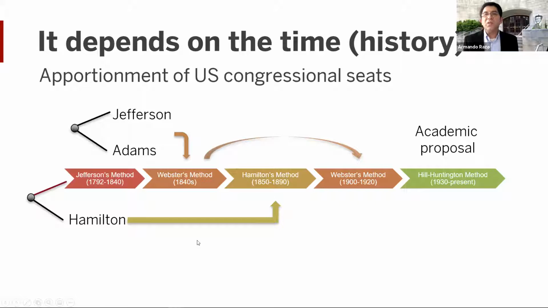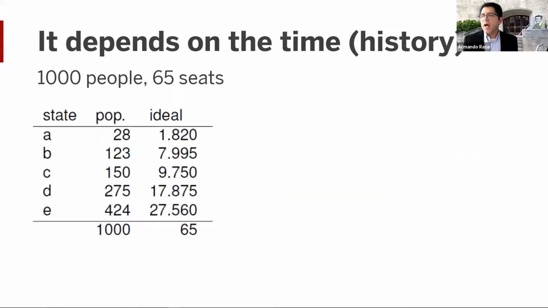So let me show you how they work very quickly. I'm not going to attempt to do this for the US because we have hundreds of millions of people and we have 435 seats to allocate. So I'm going to show you a quick example of how the Hamilton method works. And I'm going to use that to elicit how mathematical analysis comes into the picture.